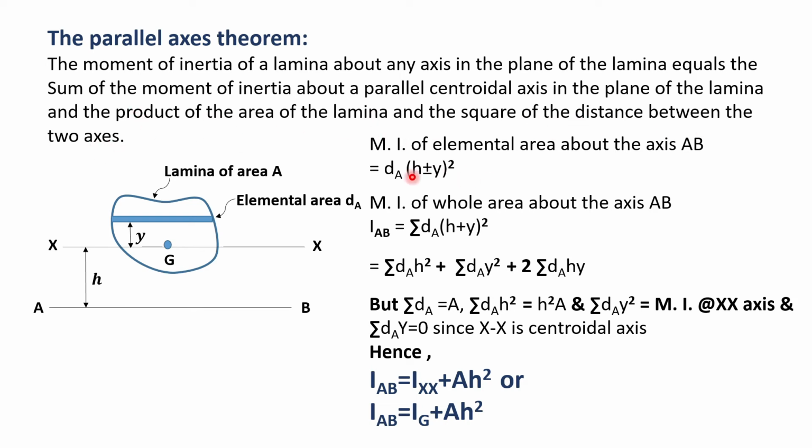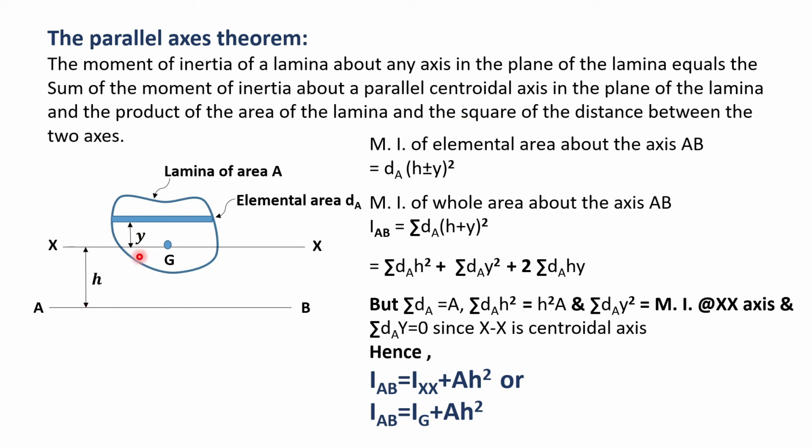So let us try to write down mathematically: IAB, that is the moment of inertia of this lamina about this reference axis AB, is equal to the moment of inertia of the same lamina through its centroidal axis. This G is its center of gravity. Yes, so passing through this CG, Ixx plus the area of the lamina into the square of the distance between the two reference axes.